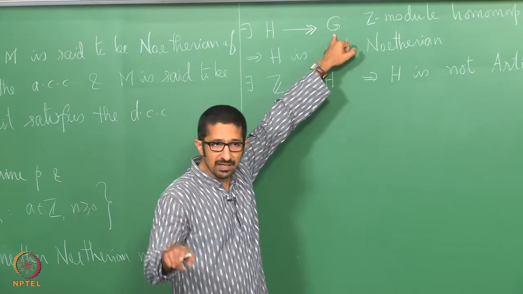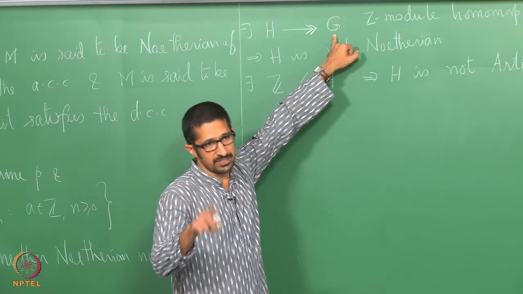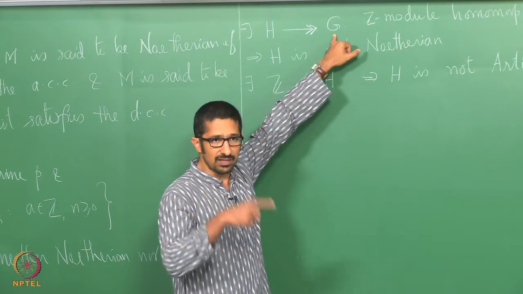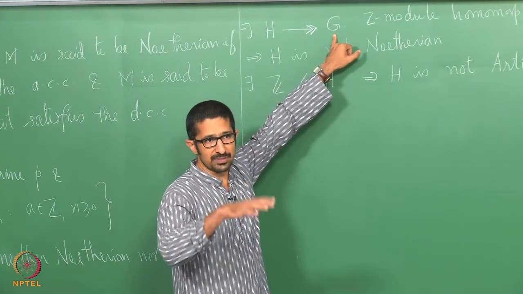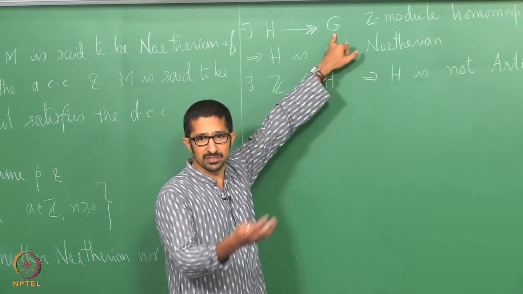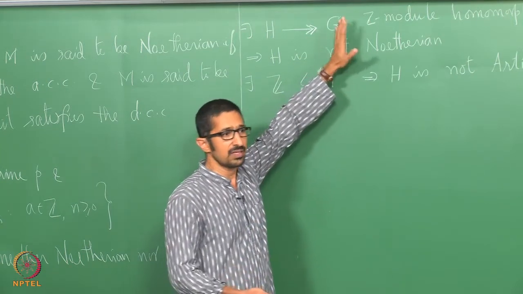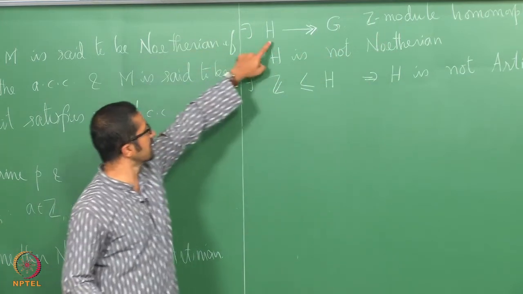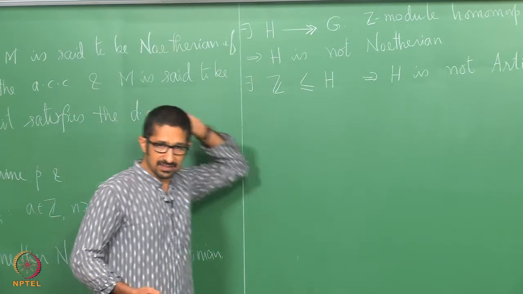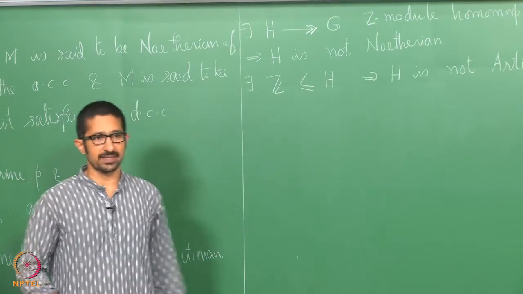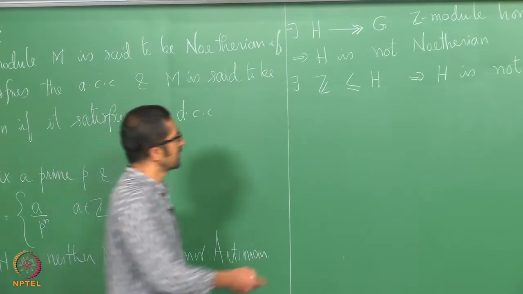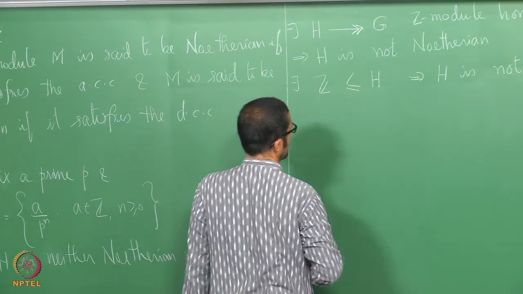G1 is the identity element, G2 is all elements of order p square, then G3 is all elements of order p cube and so on. Now, look at its pullback in H, and then that will be a strictly ascending chain which will not terminate at all. So, therefore, this is not Noetherian.